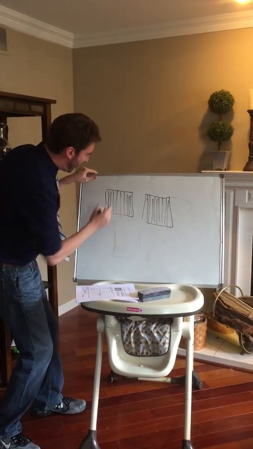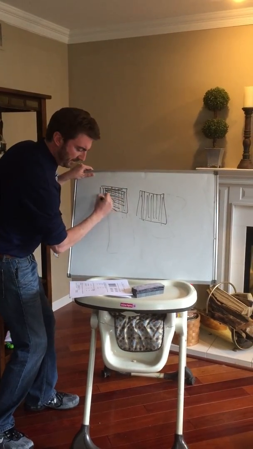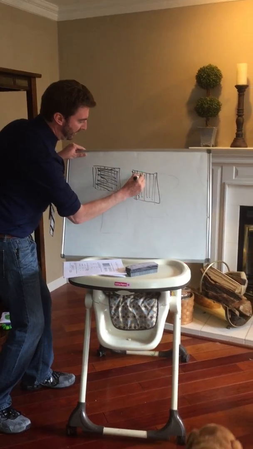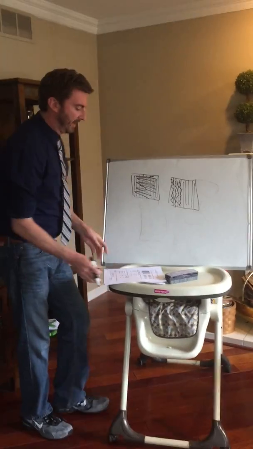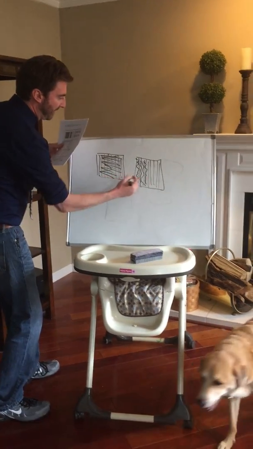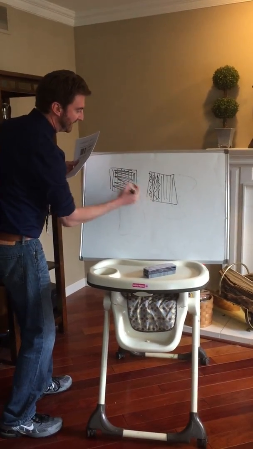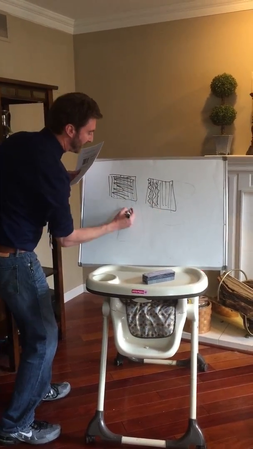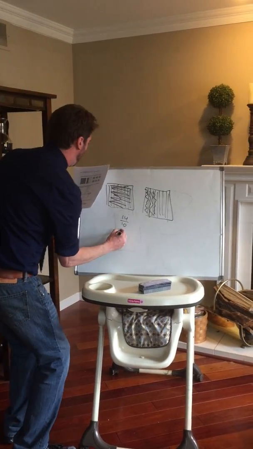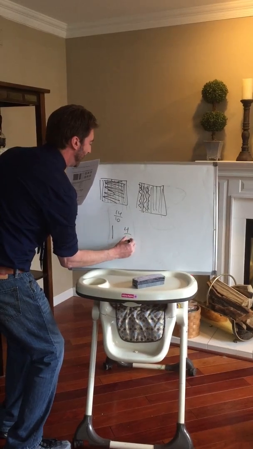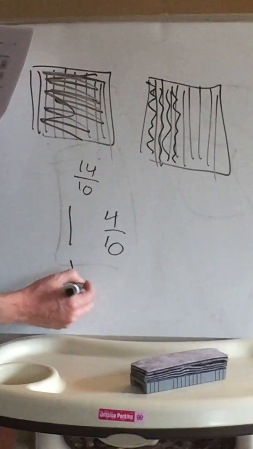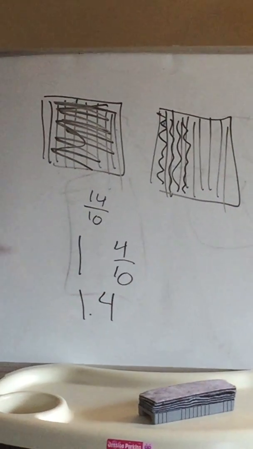Okay, and we have one full model filled in, and we have 4 of the next model, and it says circle all that apply, all the fractions that apply. Well, it could be 14 tenths because you have 10 tenths, 10, 11, 12, 13, 14, 14 tenths. This could also be 1 and 4 tenths, 1 whole, 4 tenths, or it could be 1 and 4 tenths written as a decimal, 1.4.